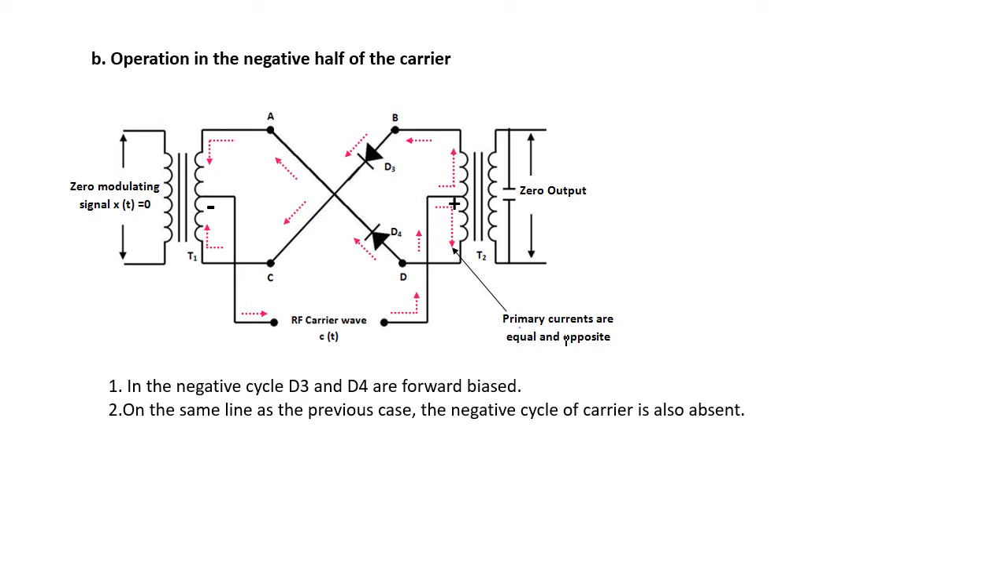we can say that the diode D1 and the diode D2 will be reverse biased. We can see it from the circuit in the previous slide, that if this end is negative, then the diode D1, which is connected between A and B, will be reverse biased, as well as the diode D2, which is connected between C and D.